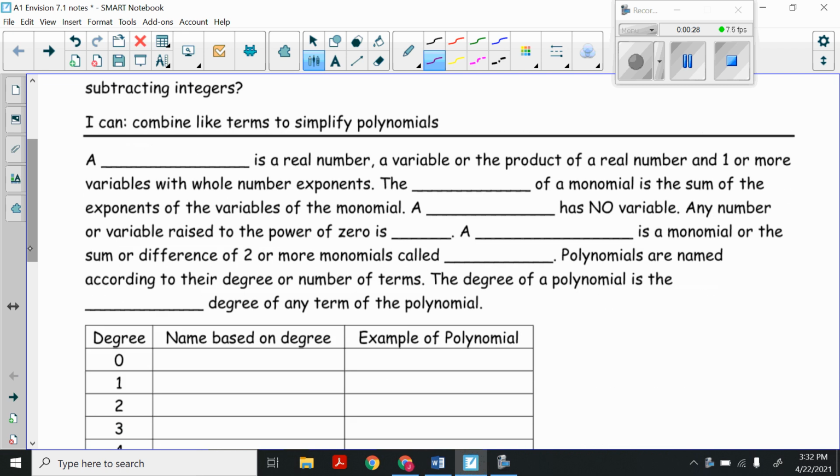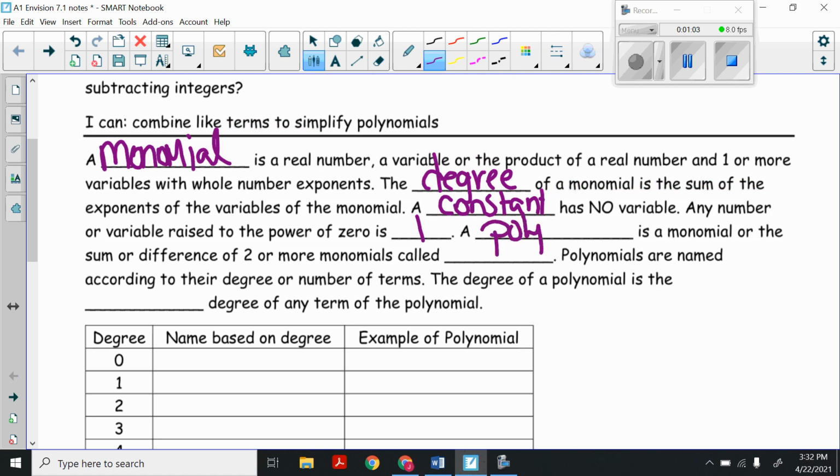So let's start out with some vocabulary. First, a monomial is a real number, a variable, or the product of a real number and one or more variables with whole number exponents. The degree of a monomial is the sum of the exponents of the variables of the monomial. A constant has no degree. Any number or variable raised to the power of 0 is always equal to 1.